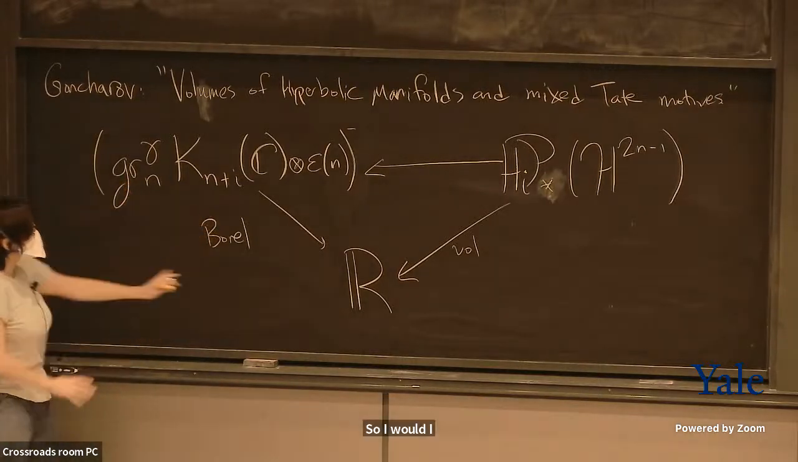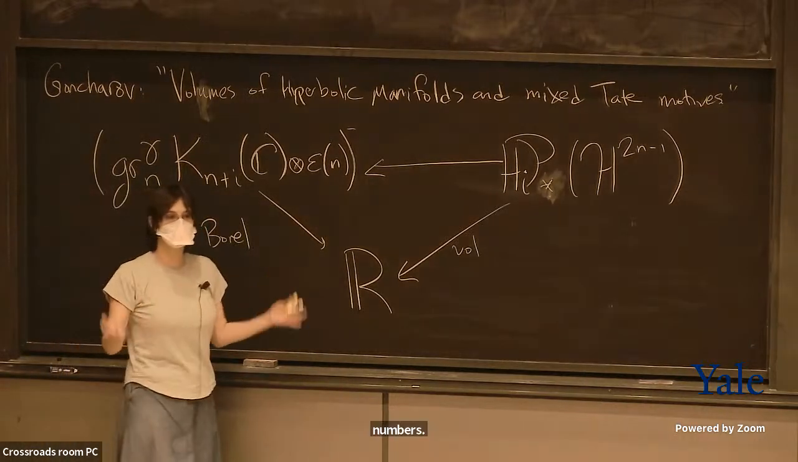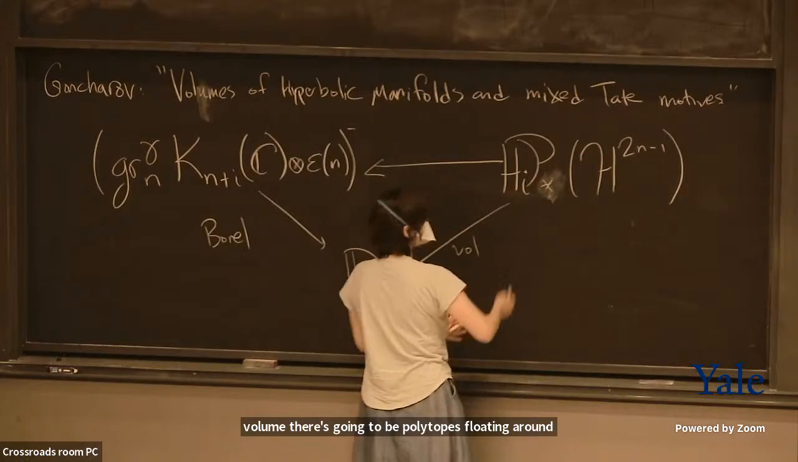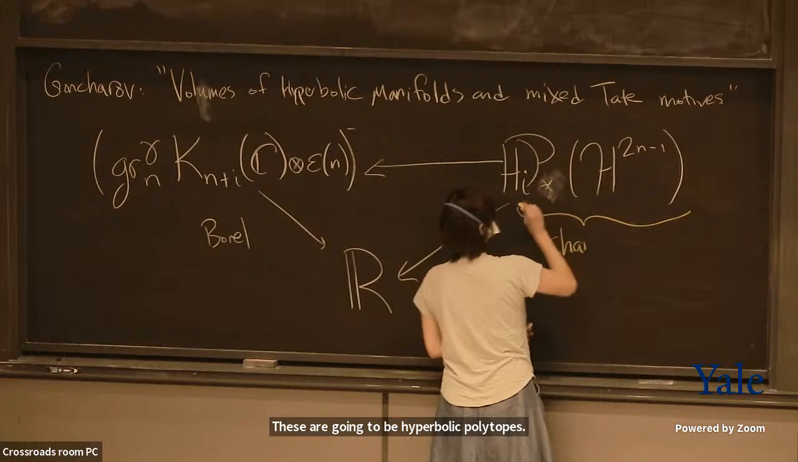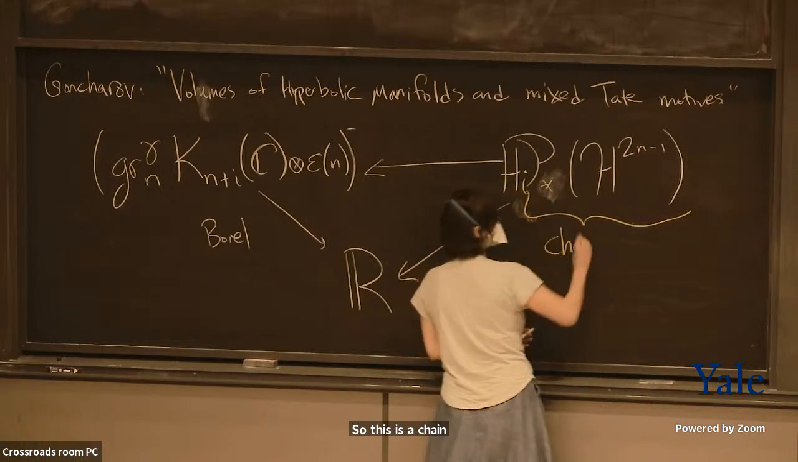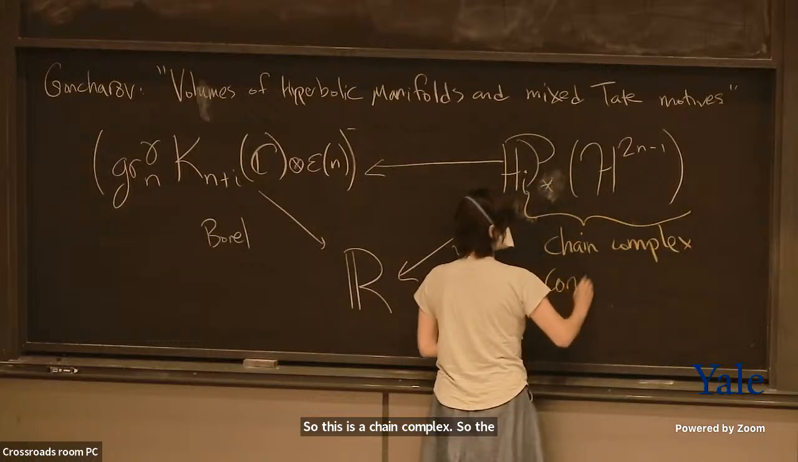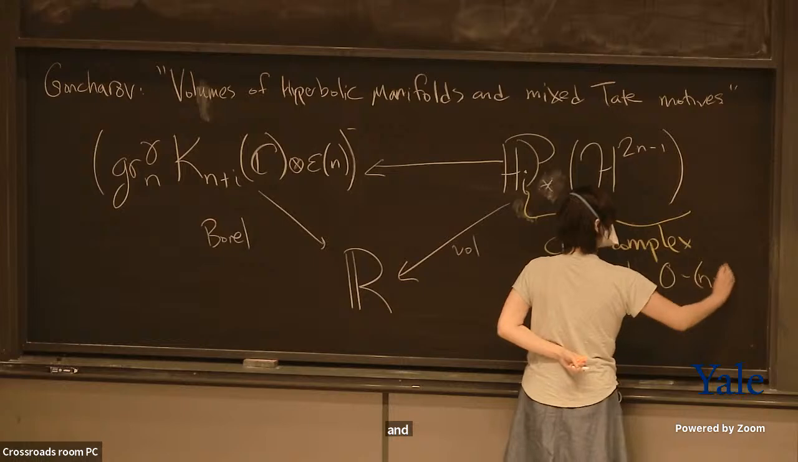I just want to talk about objects. I mean, the real numbers, hopefully everybody knows what it is. Volume is a volume. There's going to be polytopes floating around. These are going to be hyperbolic polytopes. So this is a chain complex, the chain complex concentrated in degrees 0 through n minus 1.